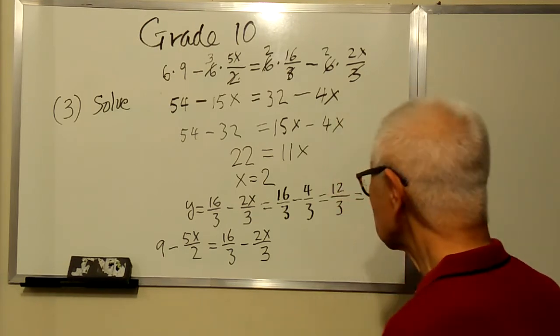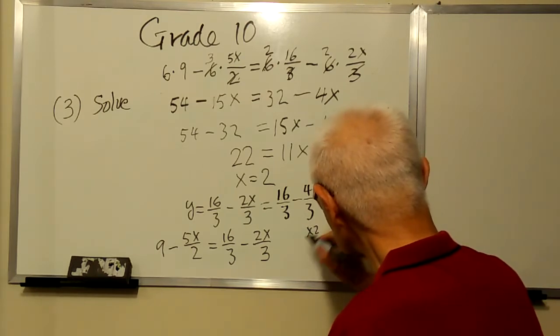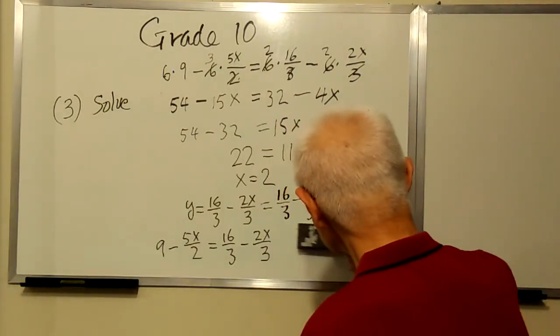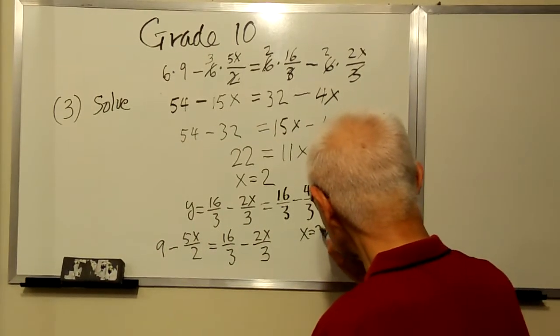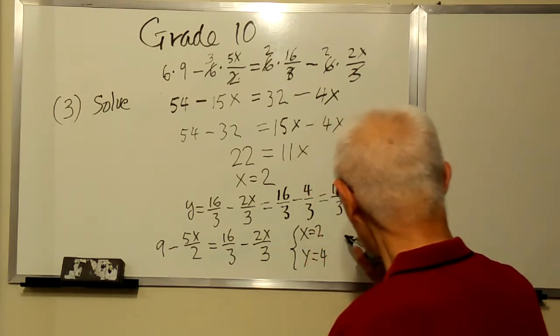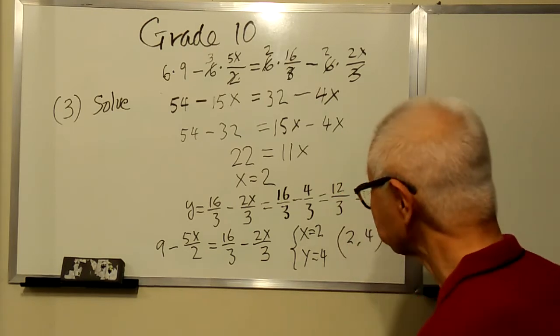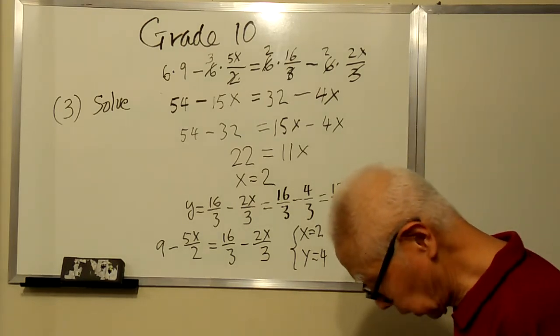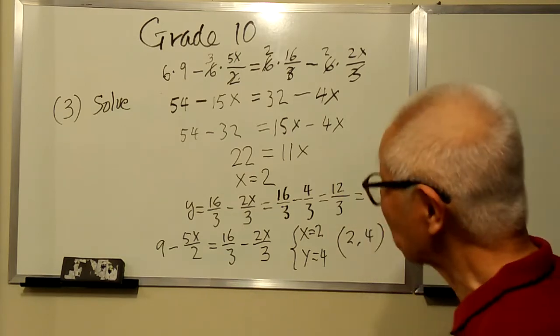So I have a pair of answers. x is 2. y is 4. So this is a pair. Or you can write 2, 4 inside the bracket. So that's my answer. Now, I give you the next example.